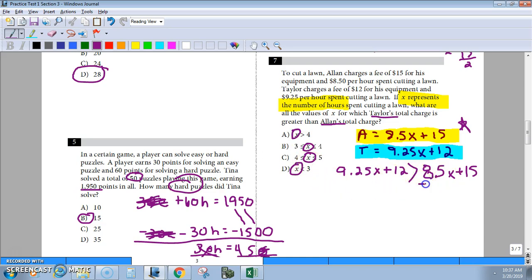So the first step is combining our like terms. Let's subtract 8.5x from each side. And we want to get everything else on the other side. So how about we do two steps at the same time? We're going to subtract 12 from both sides. So that cancels out here. This cancels out here.